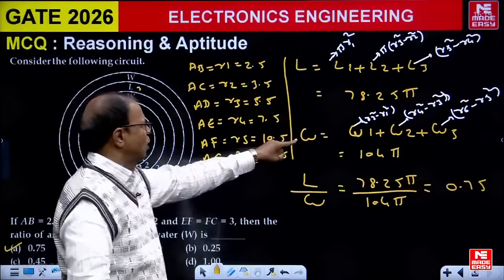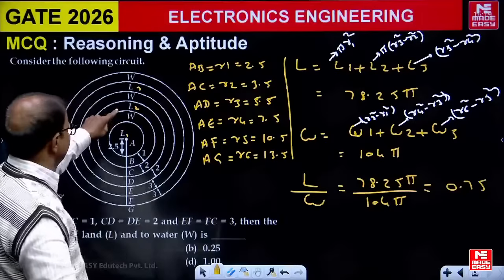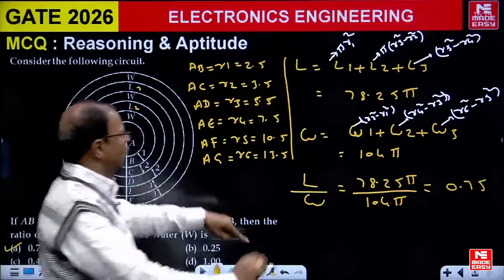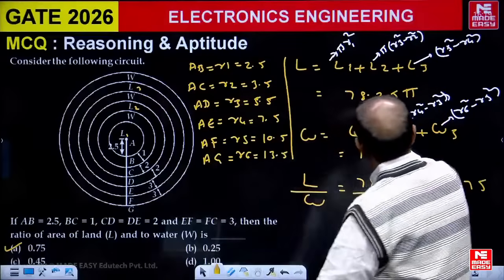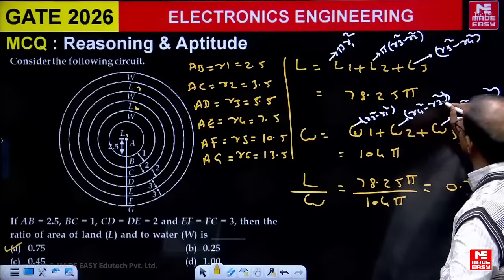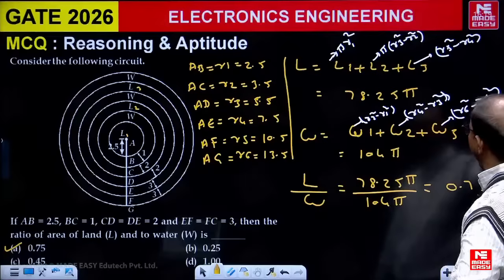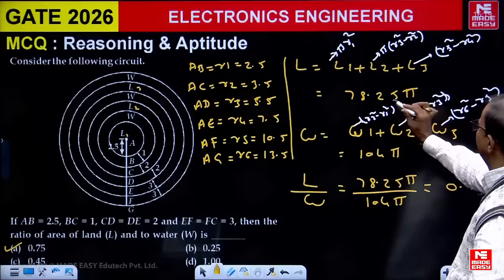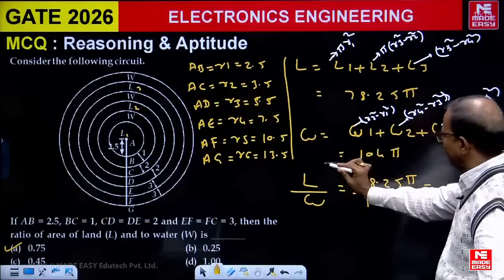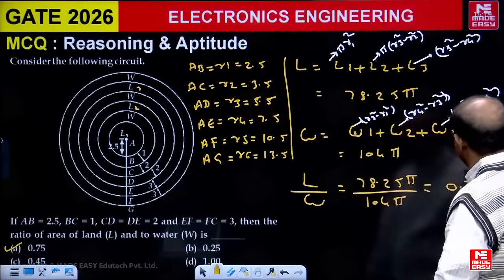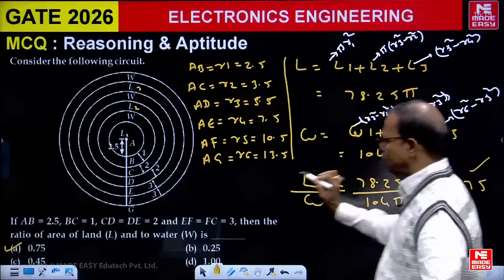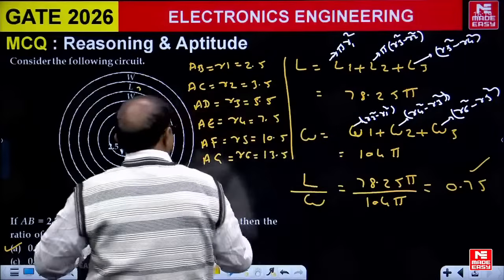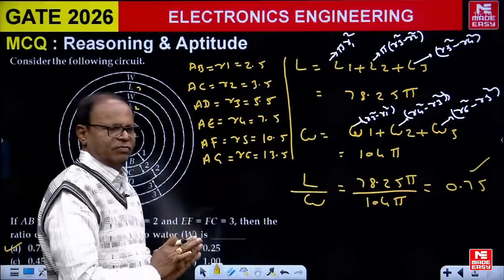Similarly, W is equal to water. What is the water equal to? Water is the area of that circle, R2 minus R1, R4 minus R3, R6 minus R5. By calculation, 104 pi. So this area is 78.25. The ratio of the land to the water, we are getting 0.75. This problem is not complicated, simplifying takes some time.